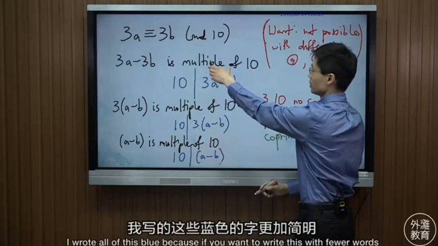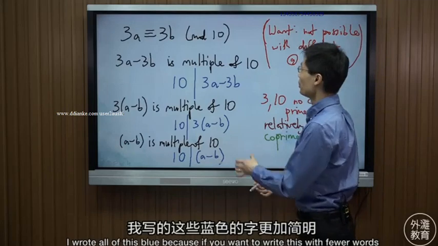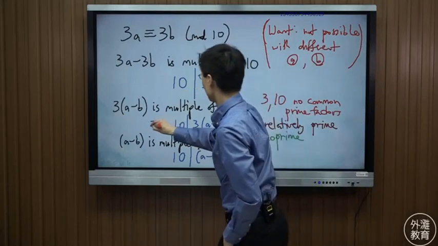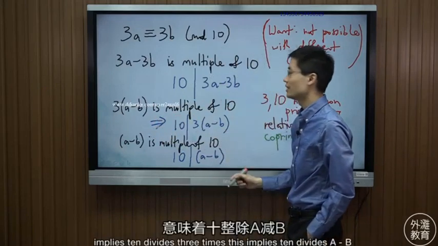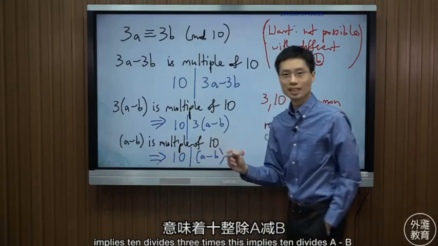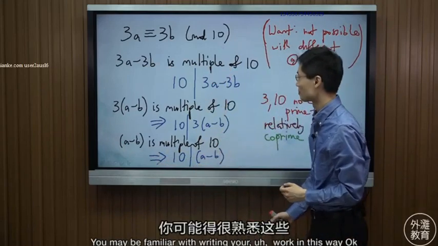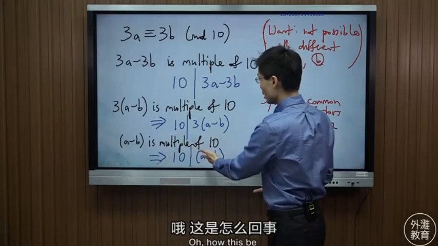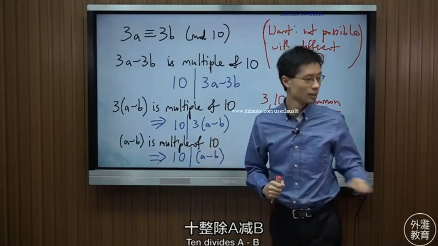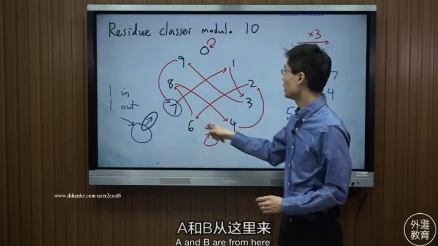I wrote all of this in blue because if you wanted to write this with fewer words, you could say 10 divides 3a minus 3b implies 10 divides 3 times this implies 10 divides a minus b. You may be familiar with writing your work this way. Okay? Oh, how can this be? 10 divides a minus b. But what are a and b? A and b are from here.